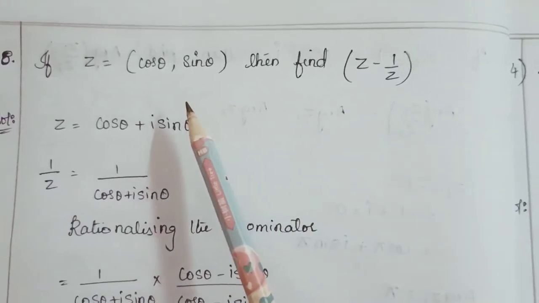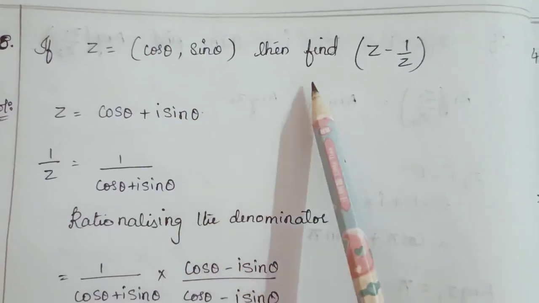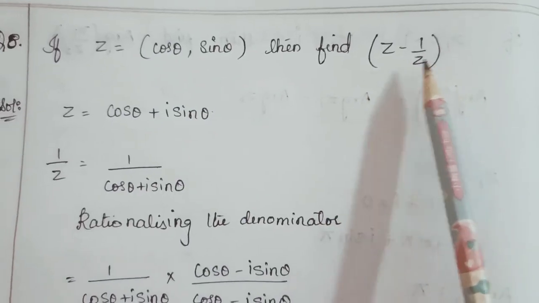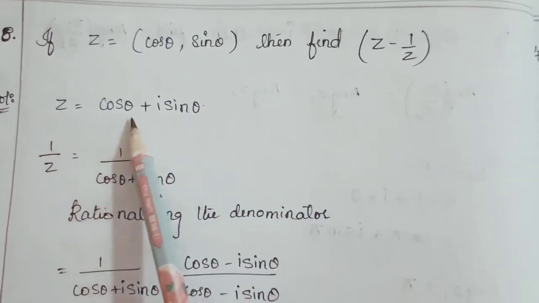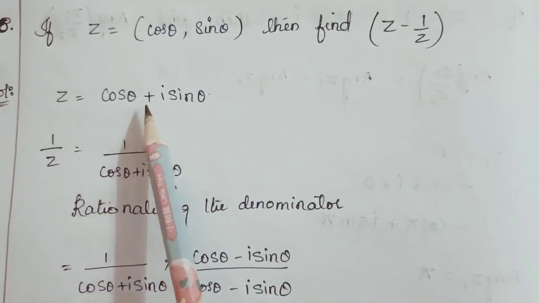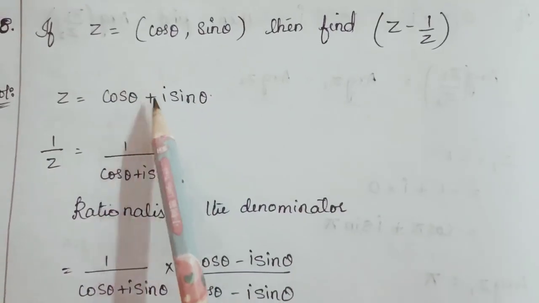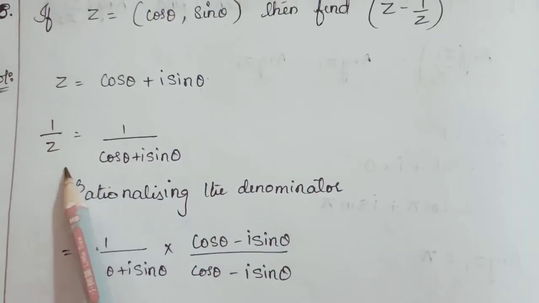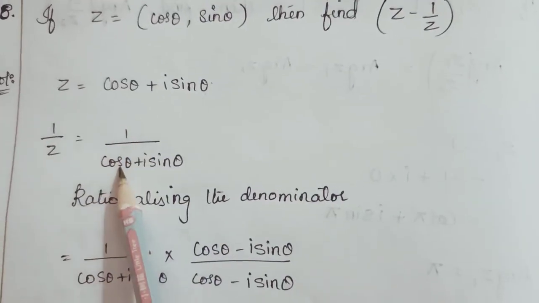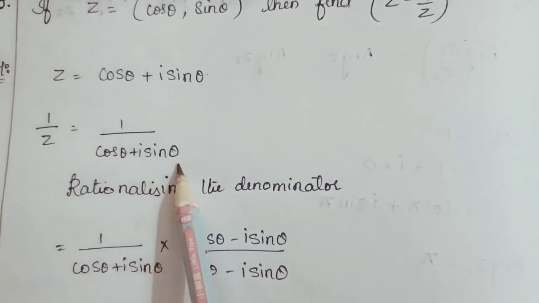Question number 8. If z is equal to cos theta plus i sin theta, then find z minus 1 by z. Okay. First we will write these in a complex form. z is equal to cos theta plus i sin theta. We want 1 by z now. 1 by z value is 1 by cos theta plus i sin theta.